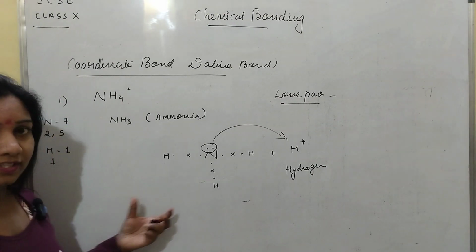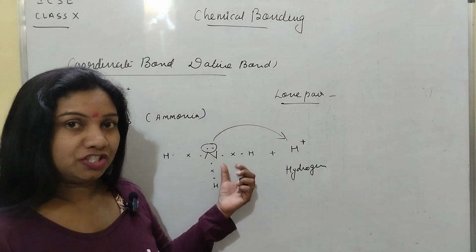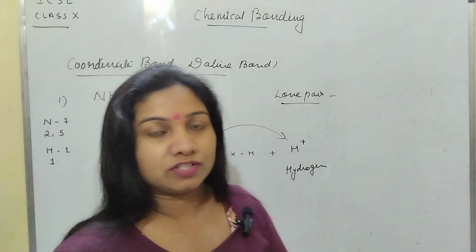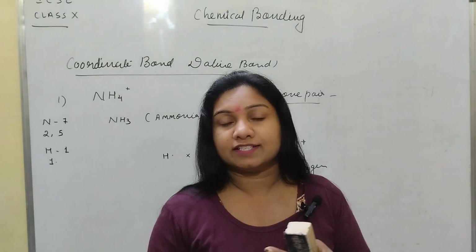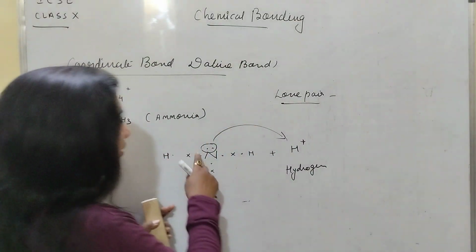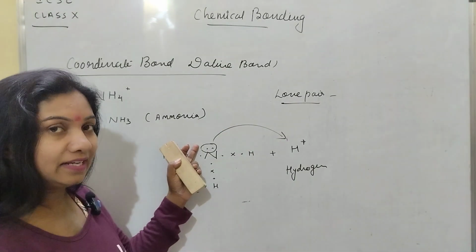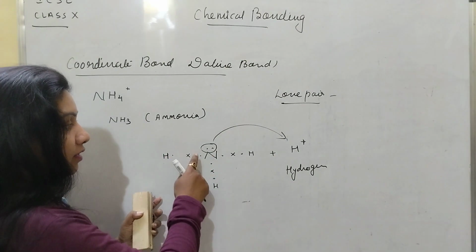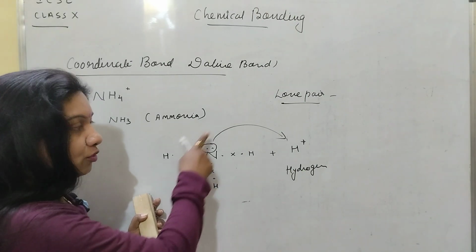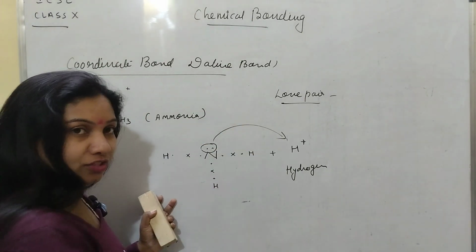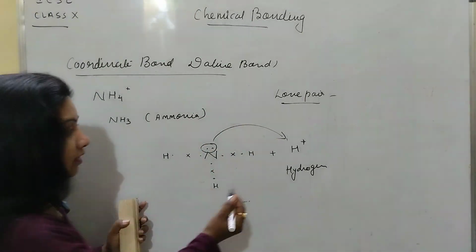Means the sharing of electrons is taking place here, but the sharing is done entirely by one combining atom. In covalent bond, what we have studied, mutual sharing is taking place between both the combining atoms. But in case of coordinate bond, the shared pair of electrons is contributed entirely by one atom, but it is shared by both. Even if it is contributing this electron to hydrogen ion, it is shared between nitrogen and hydrogen as well, then only its octet will be complete. So you will get a structure like this.